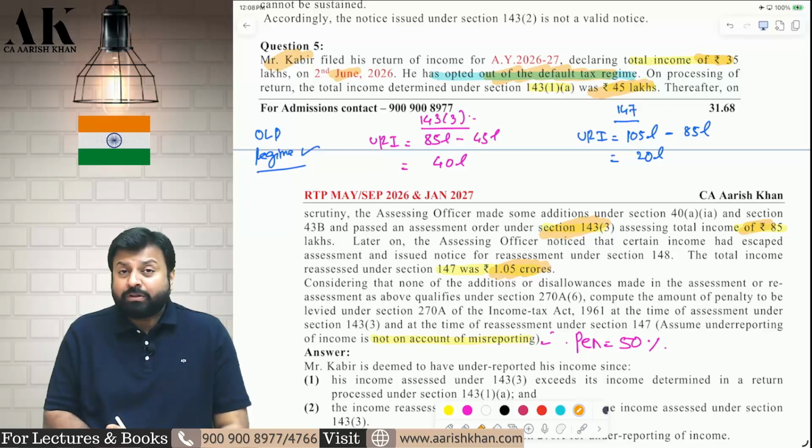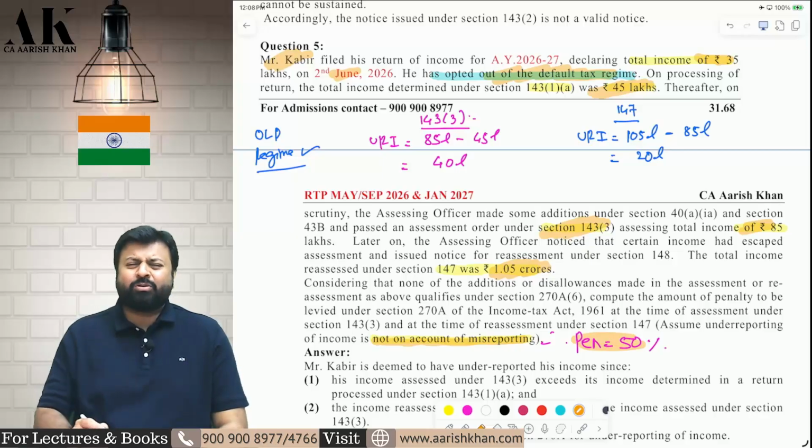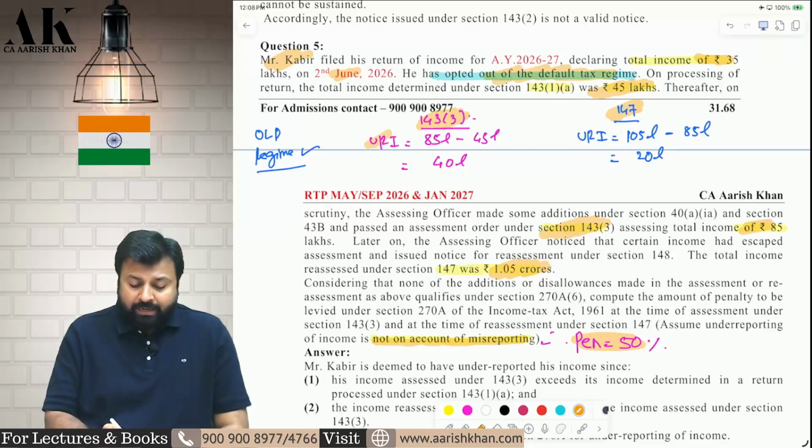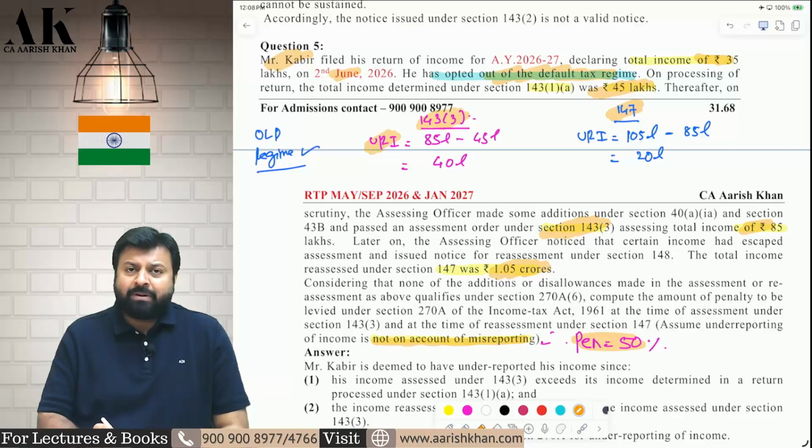We are supposed to compute the penalty not on account of misreporting. It means penalty is 50%. Very simple question. First penalty will be imposed under 143(3) and then penalty will be imposed after 147. Under 143(3), how will the penalty be computed? Underreported income will be computed, step number 1. Then tax on underreported income, then penalty. What is underreported income? Income assessed minus processed. What is income assessed in 143(3)? 85 lakhs. What is income processed? 45 lakhs. This 40 lakhs is underreported income.